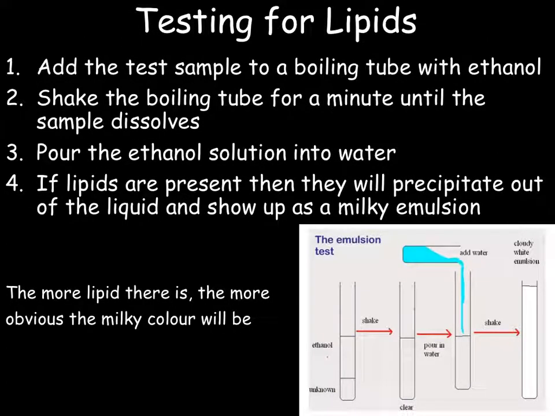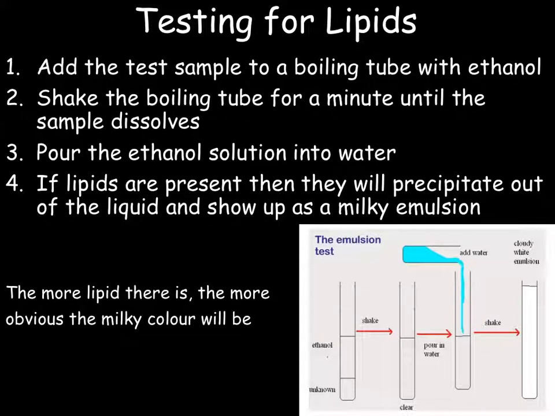Finally, we also need to be able to test for lipids. To do this, we add the test sample to a boiling tube with the ethanol. We then shake it for a minute until the sample dissolves. We pour this ethanol solution into water, so we mix it with water. If lipids are present, then they will precipitate out of the liquid and they will show up as a milky coloured emulsion. The more lipid there is, the more obvious this milky colour will be. Once again, we are only interested in the positive result from this experiment. If we do not get any milky coloured emulsion, then we simply have no lipids present.